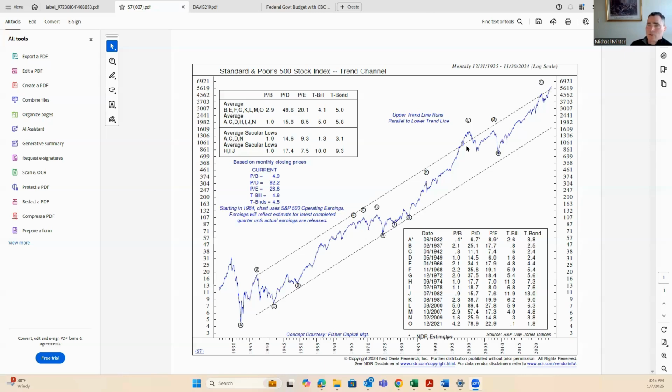Now, it's not a timing tool. We've talked about this in the past, even during the tech bubble, when it broke through the upper end of the trend channel, lasted for a couple of years before the market eventually turned. Could that be the case this time? I don't know, but I do know that where current valuations are compared to history, very high. That puts up a little bit of a red flag for me, even though it's not a market timing tool.